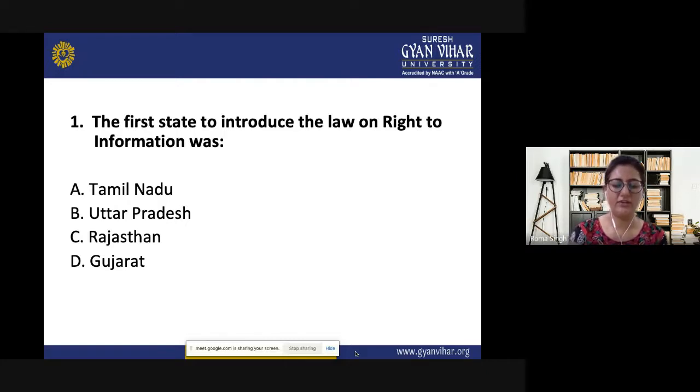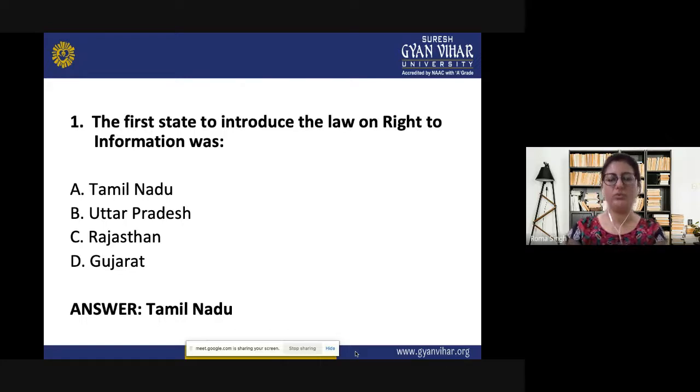Various states have introduced the laws on right to information, and some states did it early and some states did it later. The options are Tamil Nadu, Uttar Pradesh, Rajasthan or Gujarat. The correct answer is Tamil Nadu. Tamil Nadu was the first state to introduce the law on right to information. They tried to provide information as early as possible to their citizens.